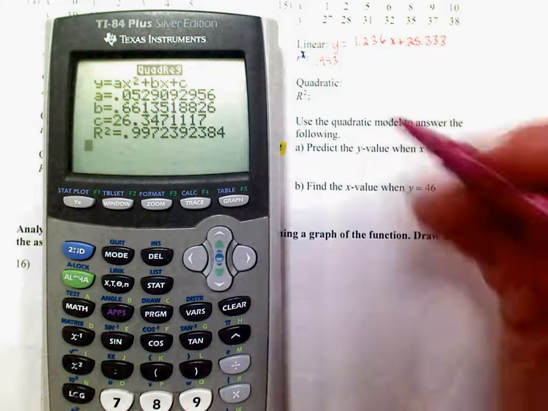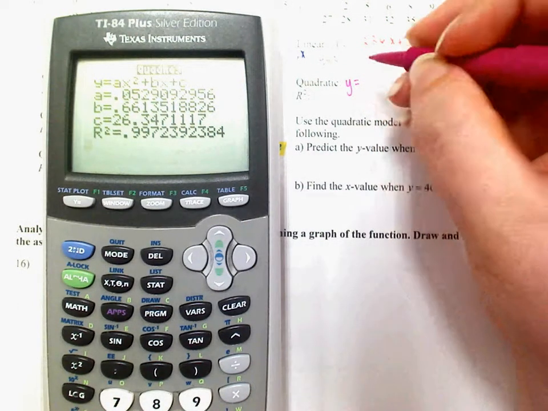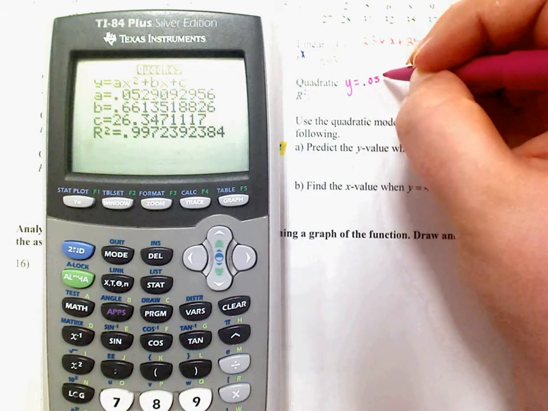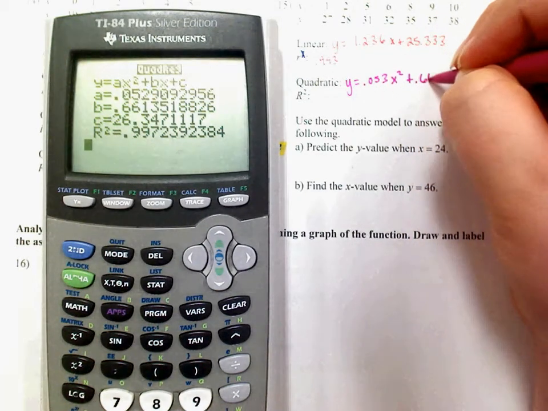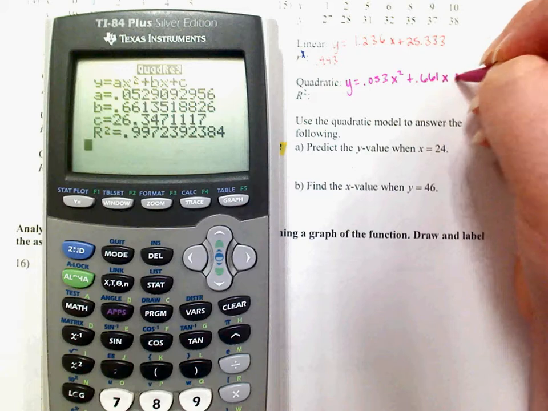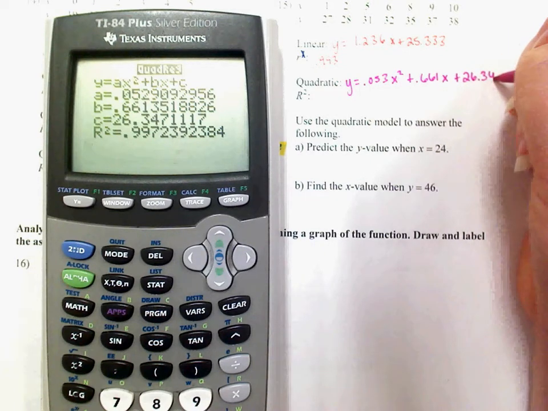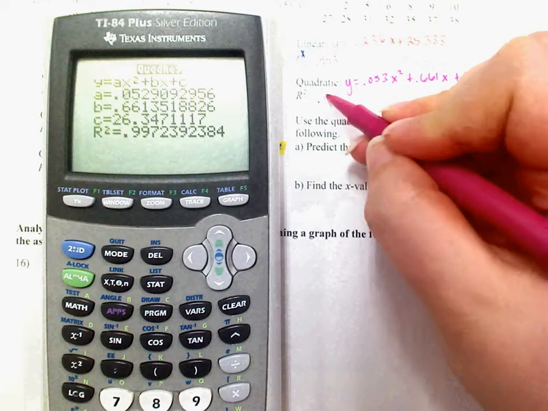And I've got y equals 0.053x squared plus 0.661x plus 26.347 with a fit of 0.997, so slightly better.